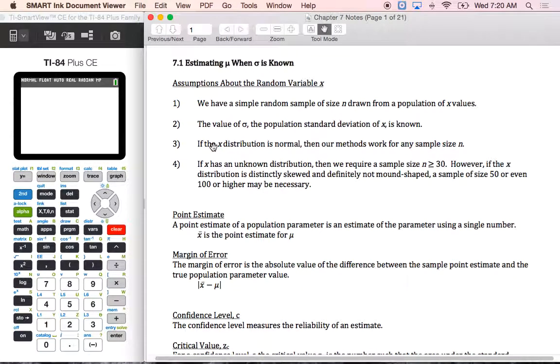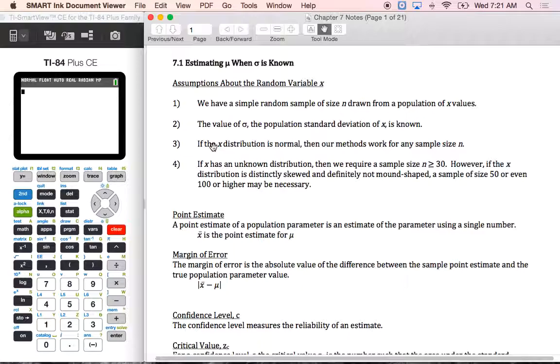7.1, we're estimating the mean mu, the population mean, when sigma, the population standard deviation, is known. When we go through these, we have a couple of assumptions to make. We have a simple random sample of size n drawn from a population of x values. So we're looking at a sample. The value of sigma, the population standard deviation of x, is known. You must know that population standard deviation for this.